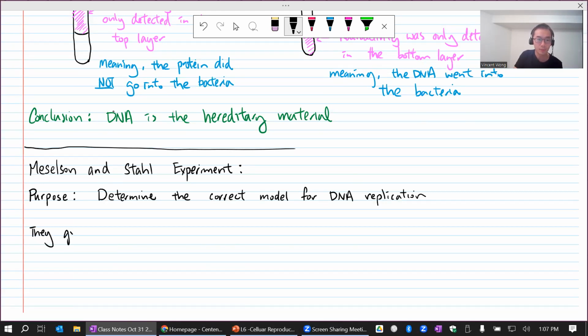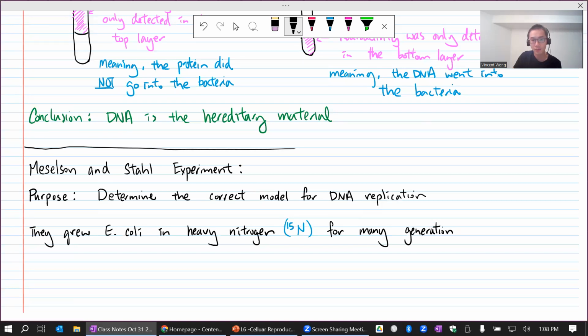They grew, they as in Meselson and Stahl, they grew E. coli. E. coli is a bacteria in heavy nitrogen. Okay, heavy nitrogen is N15. Heavy nitrogen for many generations. A generation is like, when bacteria split, that's one generation. Split again, second generation. So you let them grow in heavy nitrogen for many, many generations, okay?